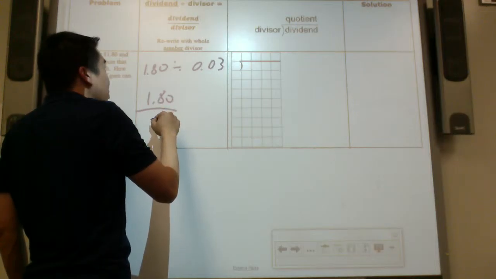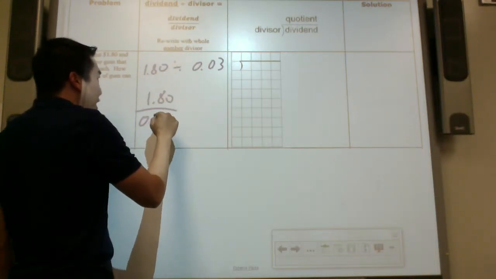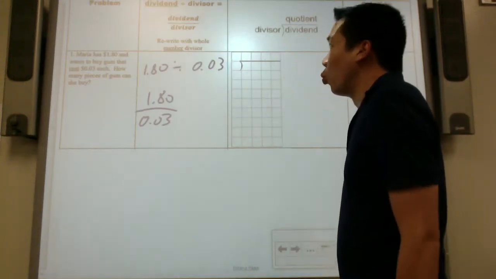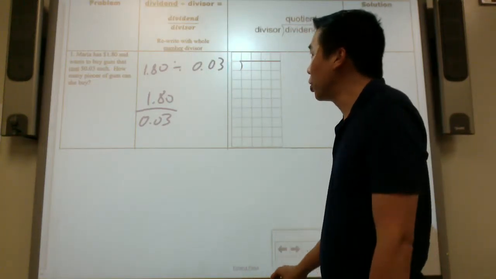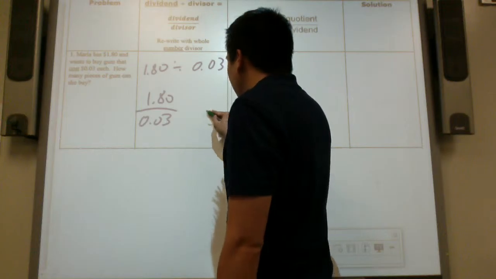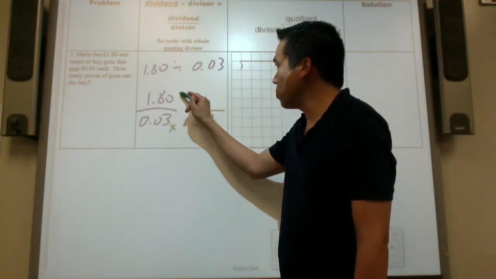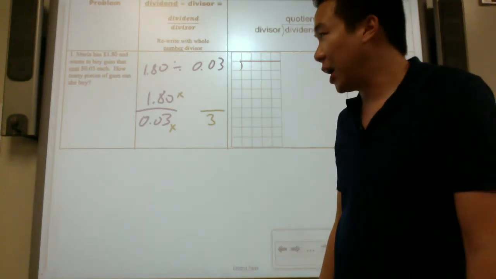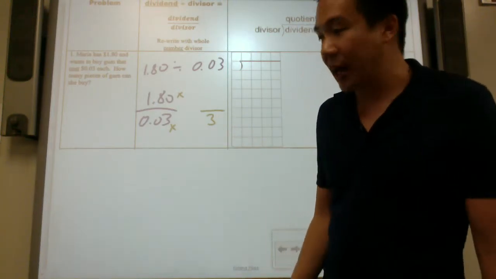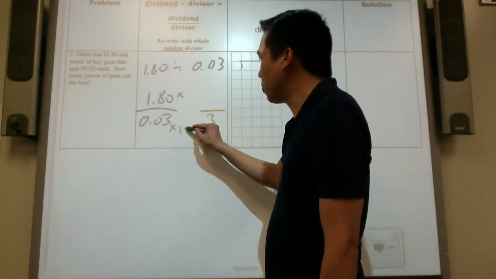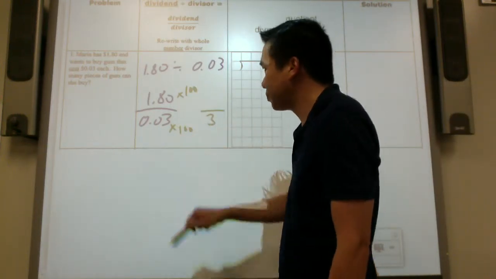180 is the dividend. The divisor is 3 cents. Now this is where it gets harder. Rewrite with a whole number divisor. What power of 10 can I multiply 3/100ths by to get 3? It's the hundredths place, so I will multiply by 100.